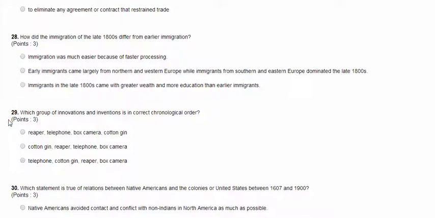Number 29, which group of innovations and inventions is in correct chronological order? The mechanical reaper, telephone, box camera, cotton gin. Or cotton gin first, reaper, telephone, then the box camera. Or the last option, telephone, cotton gin, reaper, box camera.